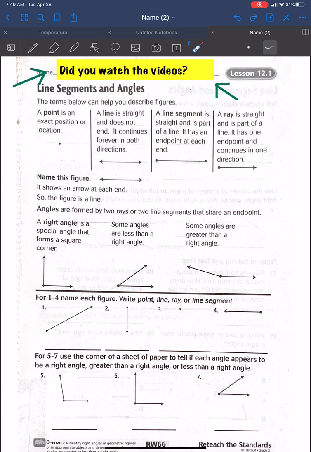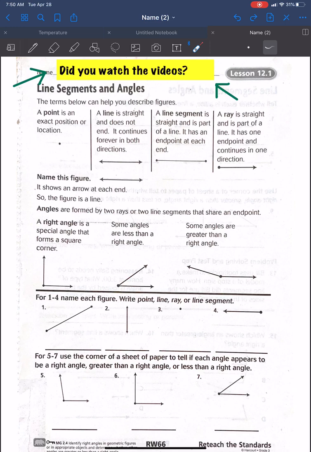Next, we need to talk about the angles. You should have listened to a song all about right angles, less than right angles, and greater than right angles. A right angle is a special angle that forms a square in the corner. I can line it up and see that there is a square that lines up perfectly right there.